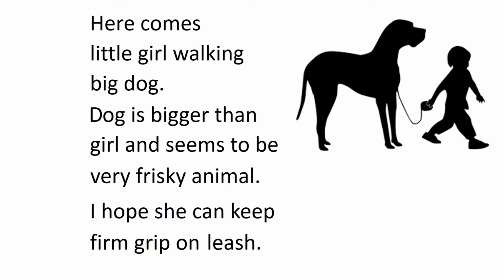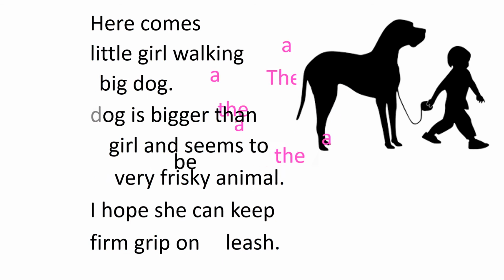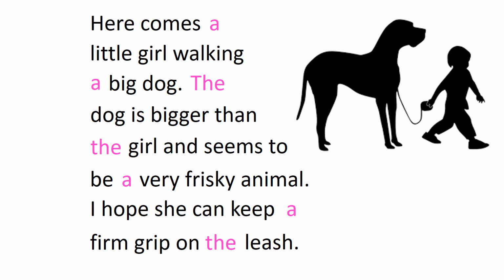That means we can't say something like this: "Here comes little girl walking big dog. Dog is bigger than girl and seems to be very frisky animal. I hope she can keep firm grip on leash." English grammar requires us to include words that will make it clear whether the girl, the dog, and the leash are definite or indefinite.